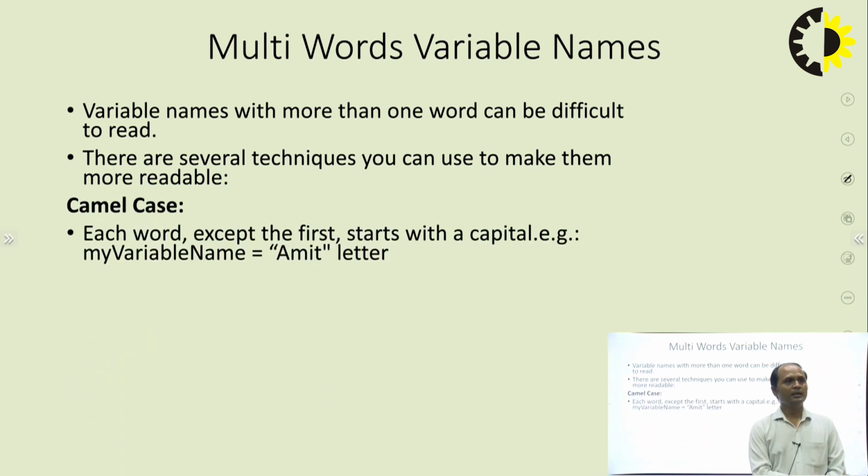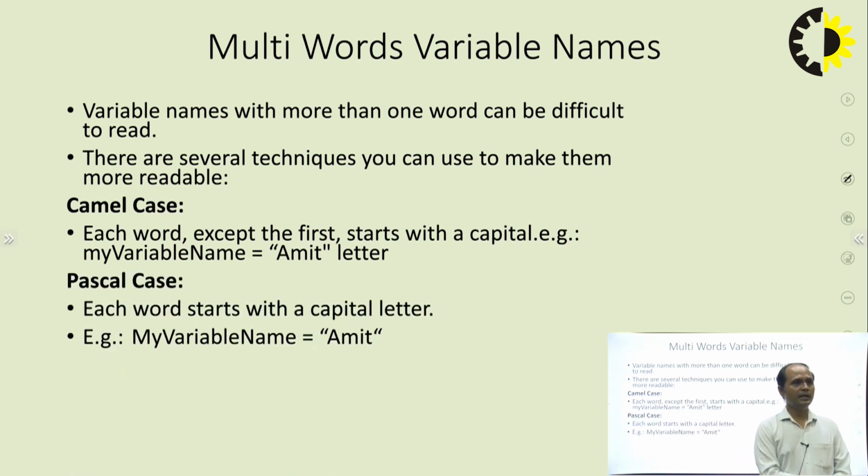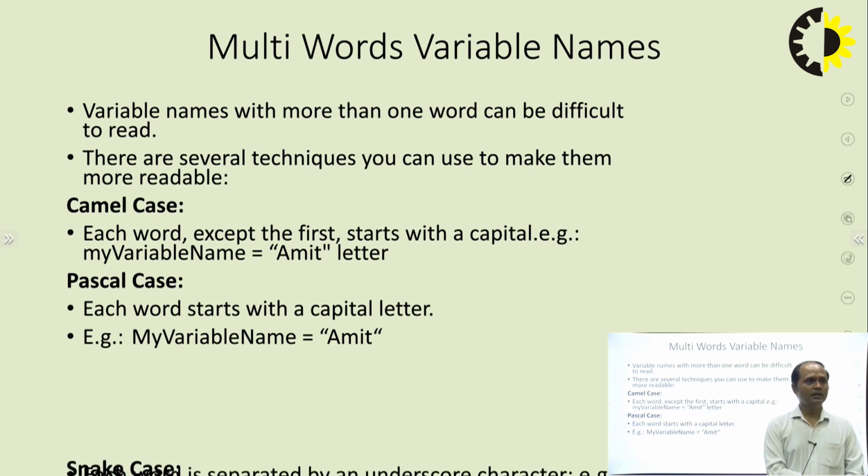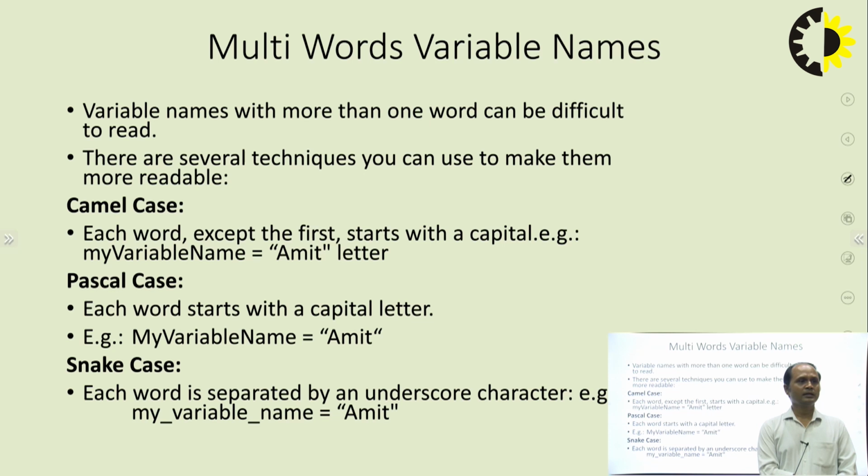First is camel case. In camel case, each word except the first starts with a capital, for example myVariableName. That is called camel case. Now Pascal case: we start each word of the variable name with a capital letter, MyVariableName. This is called Pascal case. And one is snake case, where each word is separated by the underscore character.